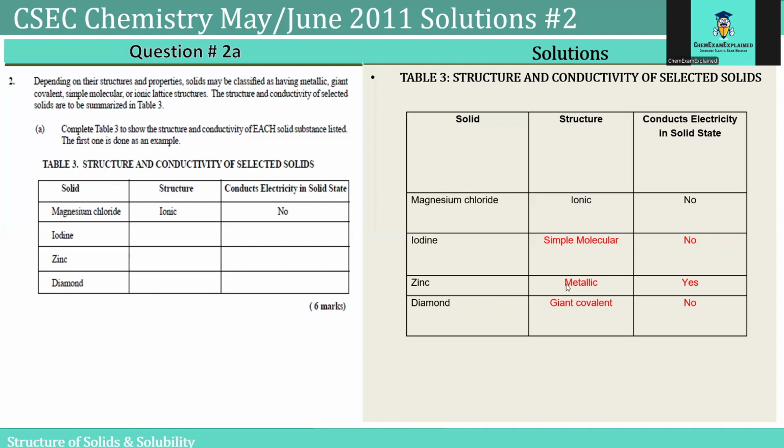Zinc is metallic in structure. You could say giant metallic, and it does conduct in the solid state due to the delocalized electrons present in the lattice. Diamond is a giant covalent structure and does not conduct electricity in the solid state.